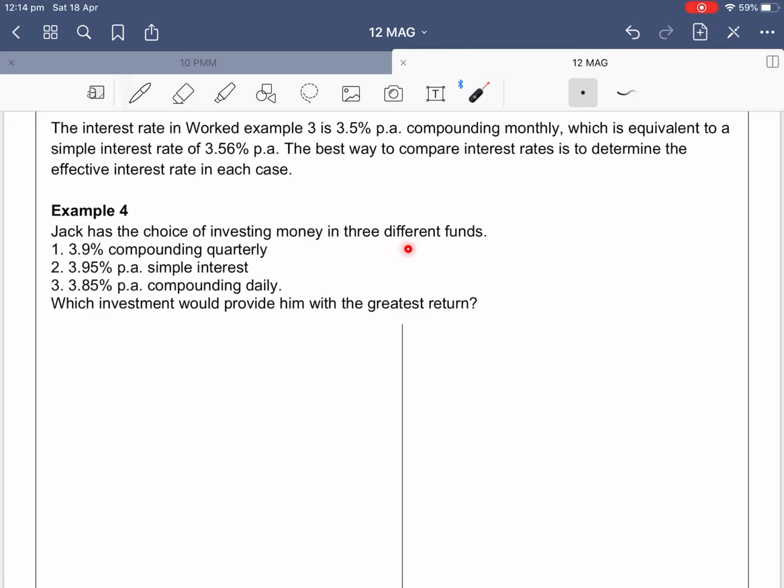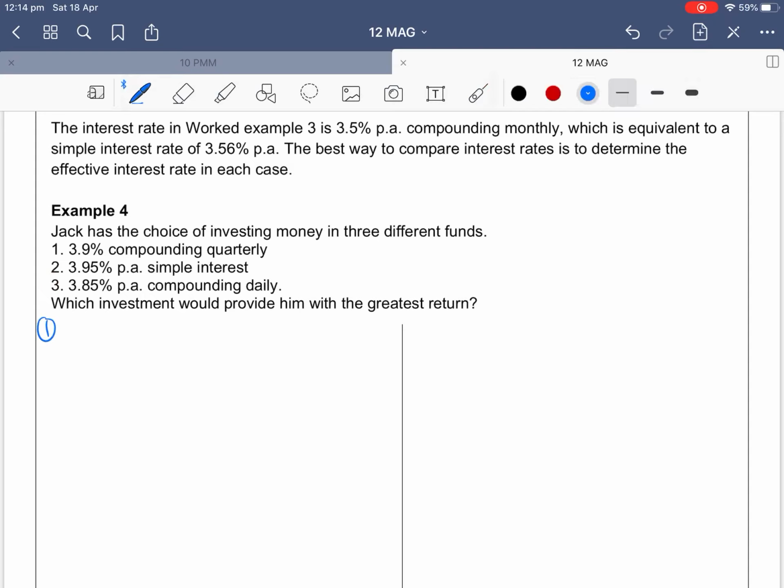Okay, so Jack has the choice of investing money in 3 different funds. He's got 3.9% compounding quarterly, 3.95% as simple interest, or 3.85% compounding daily. Which investment will provide him with the greatest return? So what we're going to do for this is look for the effective interest rate for 1, 2, and 3. And whichever one gives us the highest effective interest rate will give us the highest return. So let's do it.